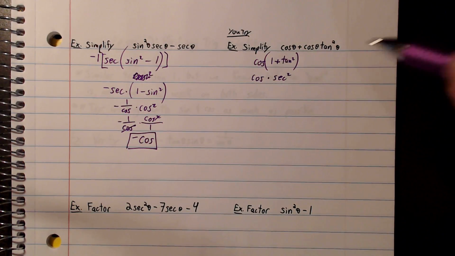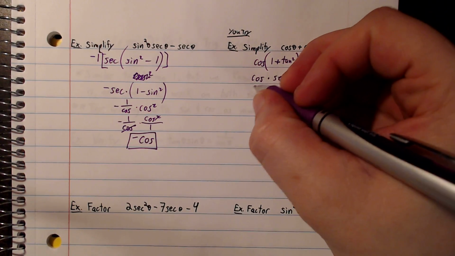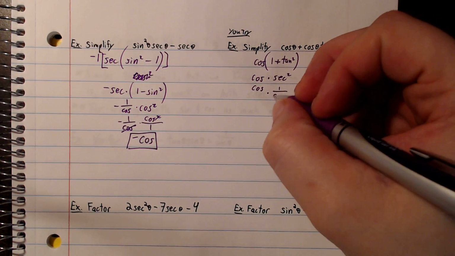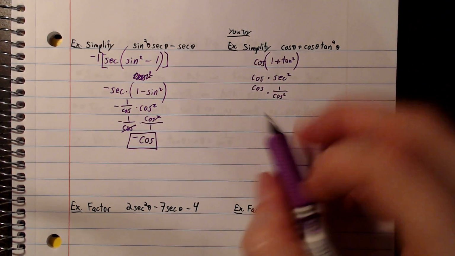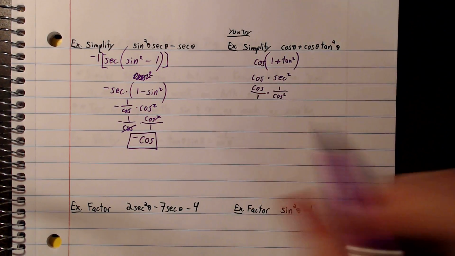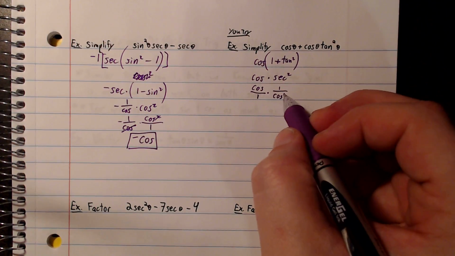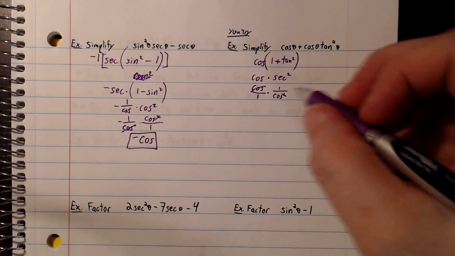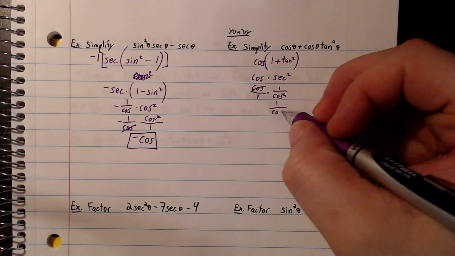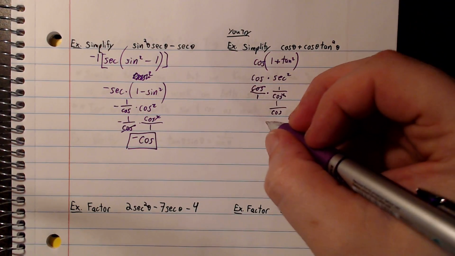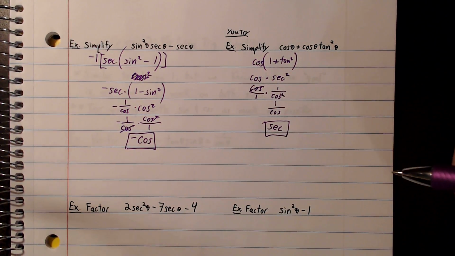Secant is a reciprocal of cosine. So what we have is cosine times 1 over cosine squared. That's not floating for no reason. I'm going to put it over 1. And I can already see that we can get rid of a cosine here and a square. Alright, so we've got 1 over cosine. Well, what's 1 over cosine? Secant. Pretty easy.